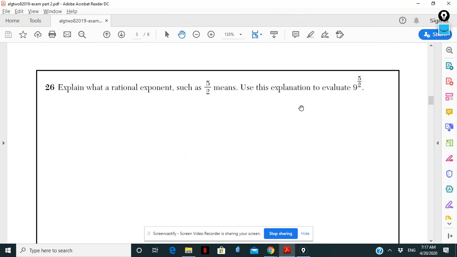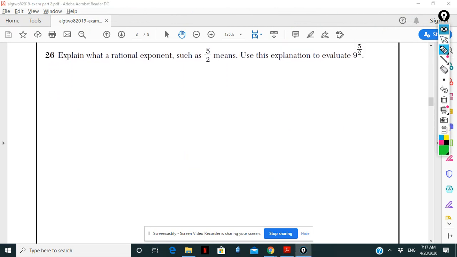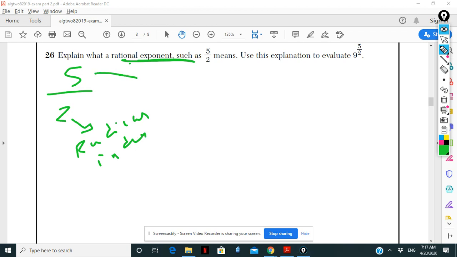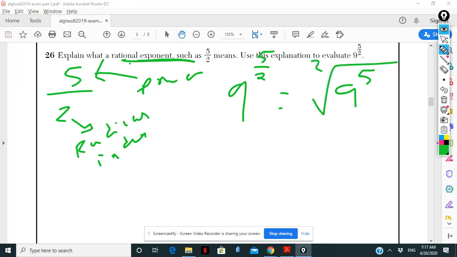Question number 26. In the rational exponent, the denominator is the radical index and the numerator is a power. So 9 to the power 5 over 2 is exactly like 9, where the power is 5 and the radical index is 2. When you evaluate it, it's 243.